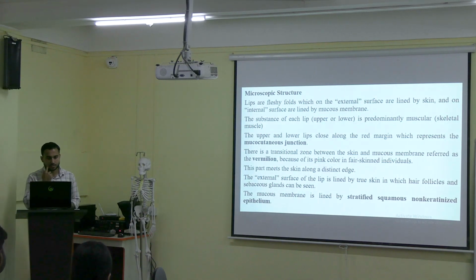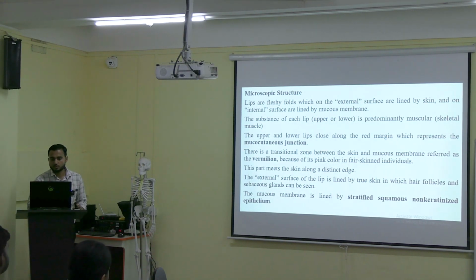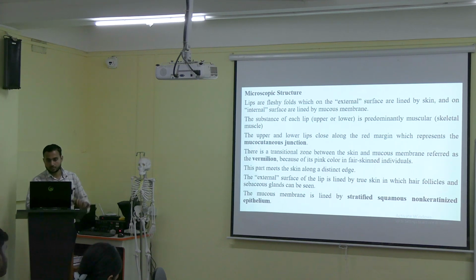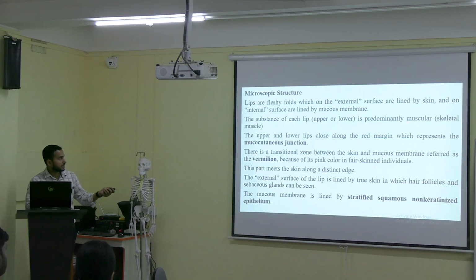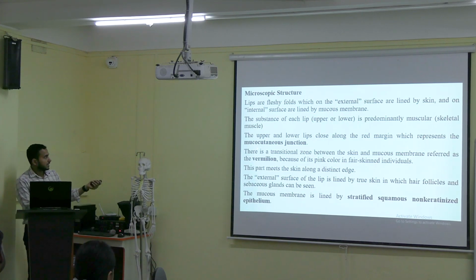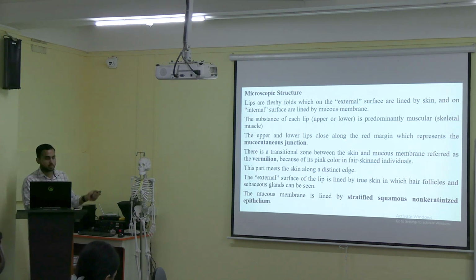Next is the microscopic structure. Lips are fleshy folds which on the external surface are lined by skin, and on the internal surface are lined by mucous membrane. Now the substance of the lip, both upper and lower, is predominantly muscular in nature. That means it is made up of muscle. Which muscle? Orbicularis oris. Now the upper and lower lips close along the red margin, called the mucocutaneous junction, which I have shown you just now.